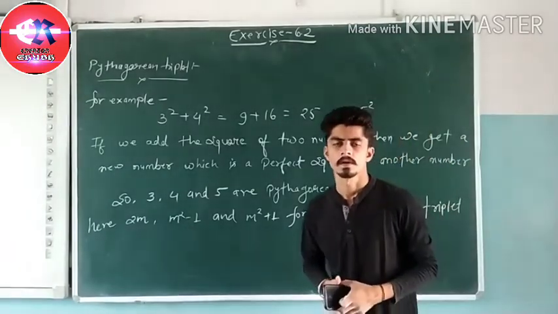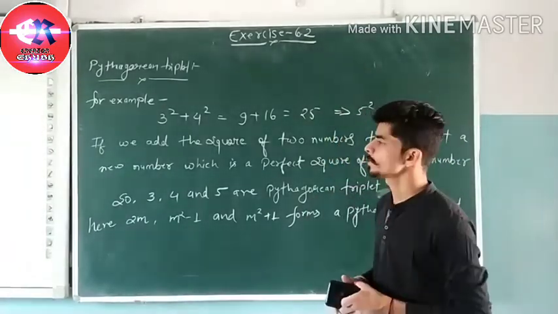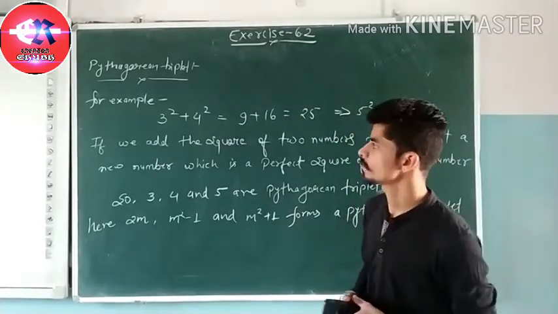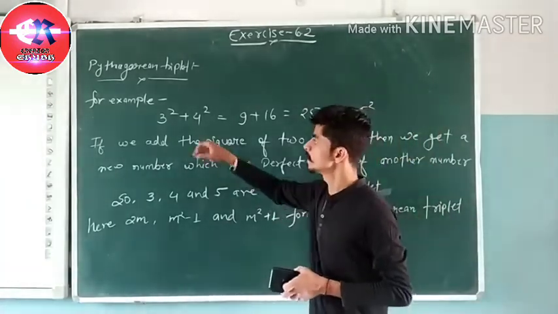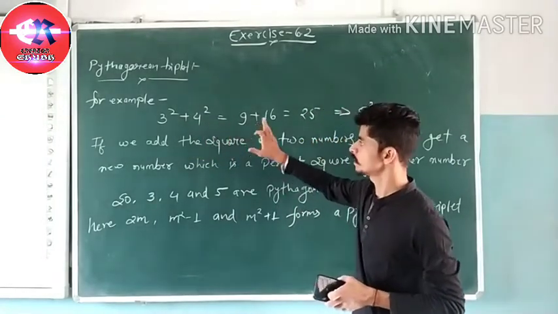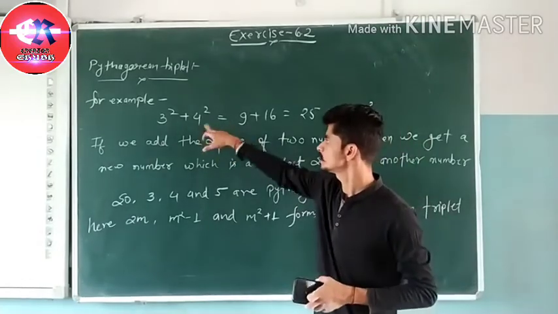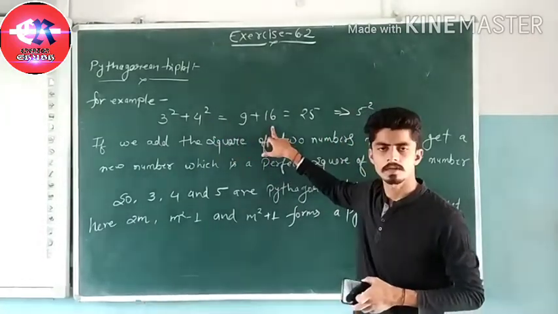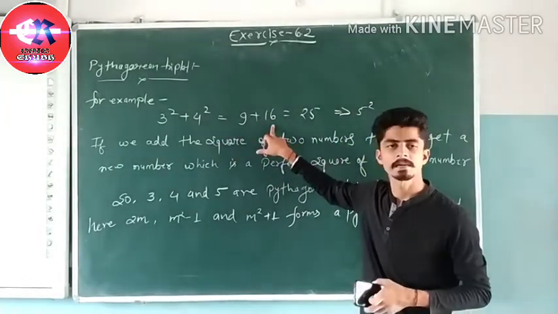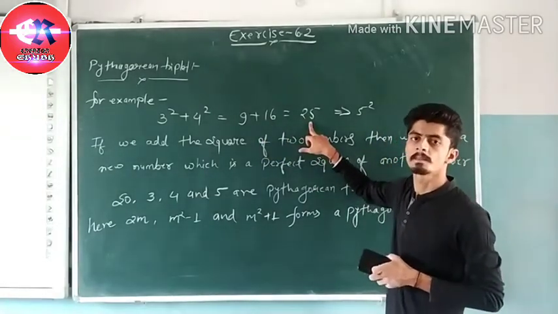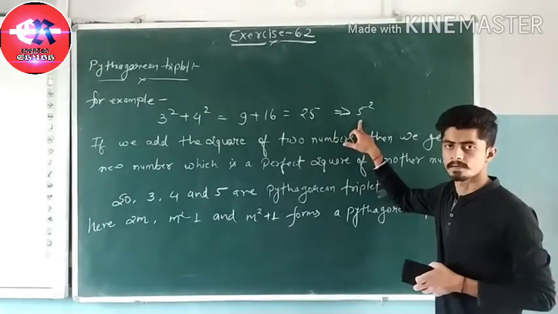Pythagorean triplet. Now we have to find the Pythagorean triplet of a number given in the question. For example, consider 3 square plus 4 square. What do we get after squaring? 3 square is equal to 9 and 4 square is equal to 16. When we add both numbers, we get 25, and as we know, 25 is the square of 5.